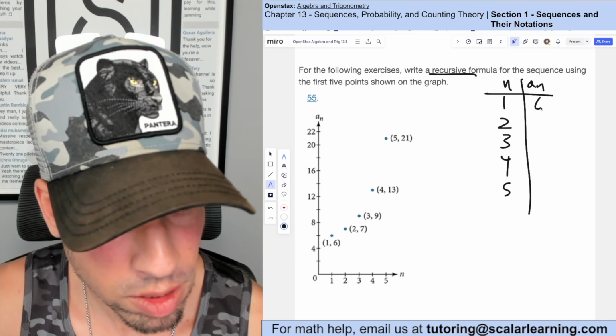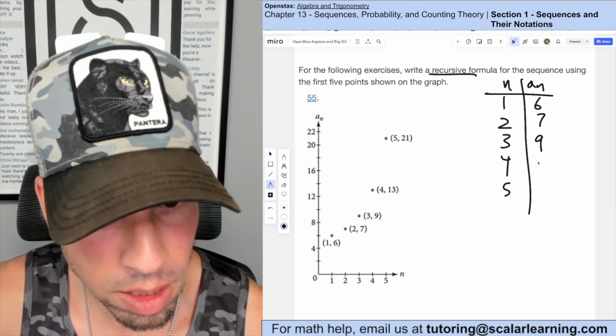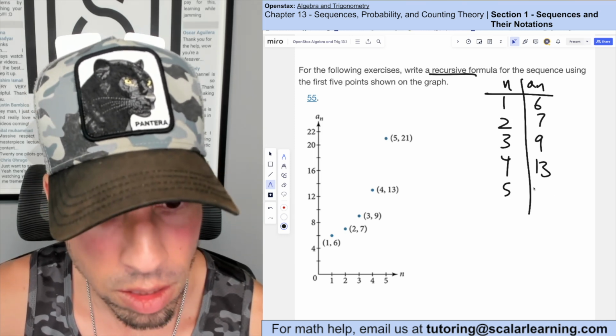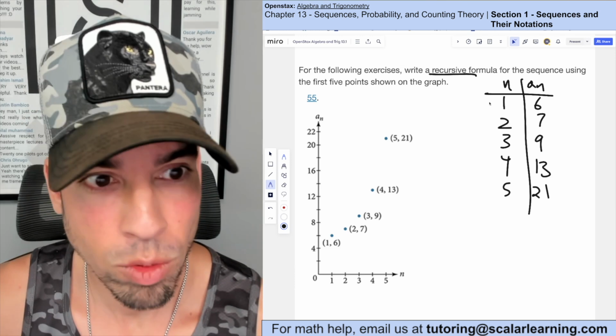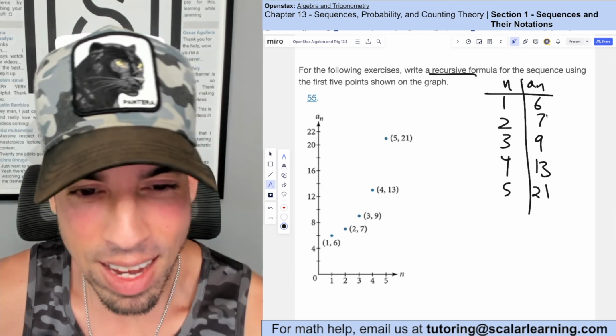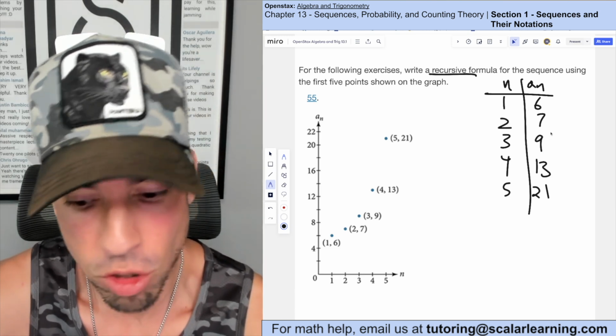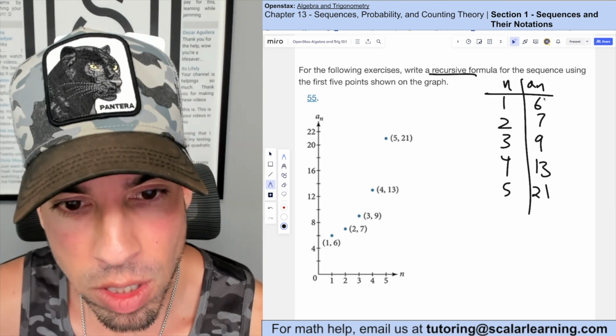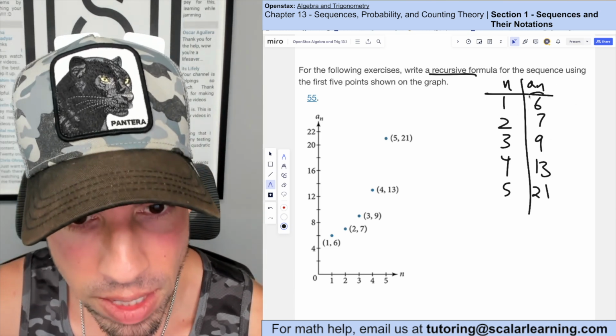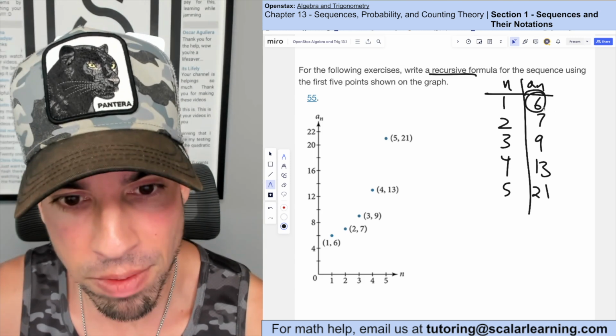So for 1, we have 6, then 7, then 9, then 13, and then 21. So for this one, if we're trying to get a recursive formula, it's not super clear right off the bat as to how I'm going to always manipulate the previous term to get the next one. But what you might notice is one of the patterns is if I double this and minus 5, right?